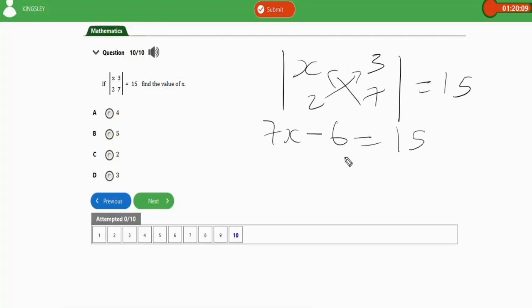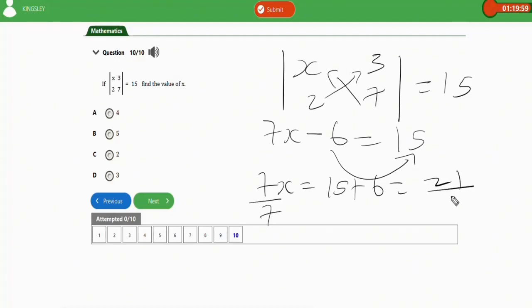equals what? 15. So this will cross over the equality sign and change to plus 6. So we're going to have 7x equals 15 plus 6, which will give us what? 21. Divide both sides by 7. So x will be 3. So the correct option of this question is what? Option D. It's as simple as this.